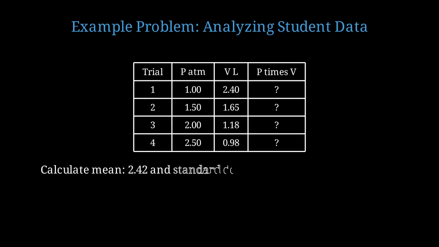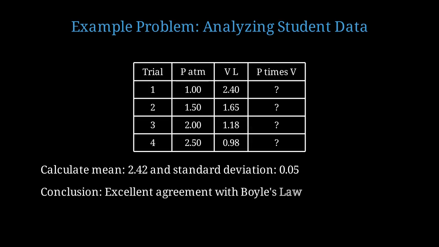The mean of PV is 2.42. The standard deviation is about 0.05. The coefficient of variation is 0.05 divided by 2.42, which is about 0.02 or 2%. This is excellent agreement with Boyle's law. A 2% variation is well within experimental error for a student lab. This student did careful work.